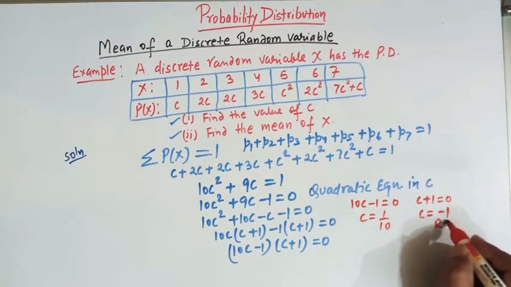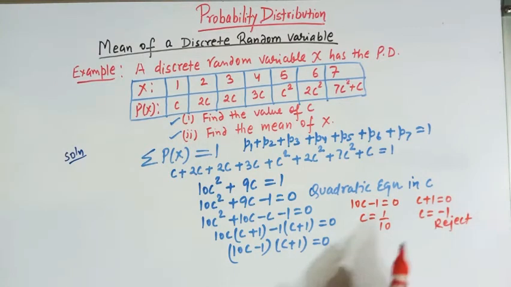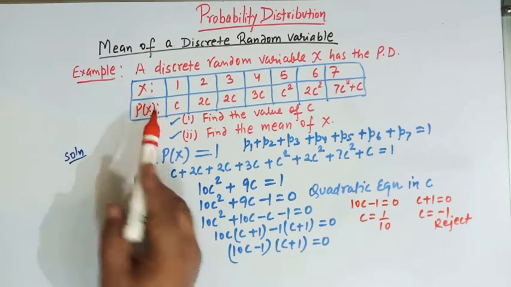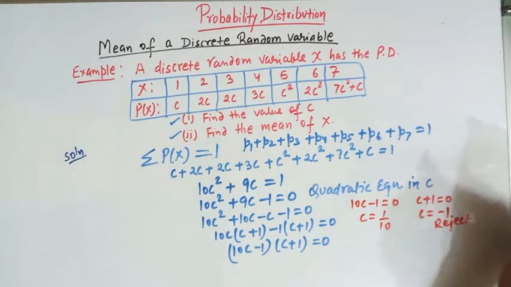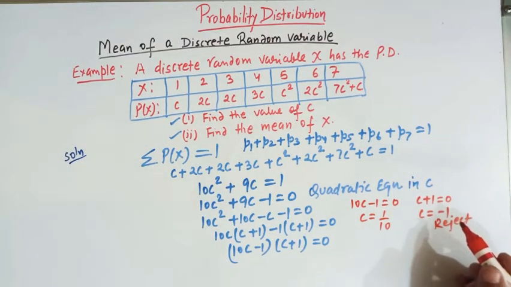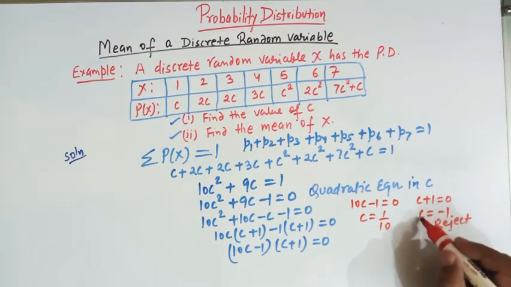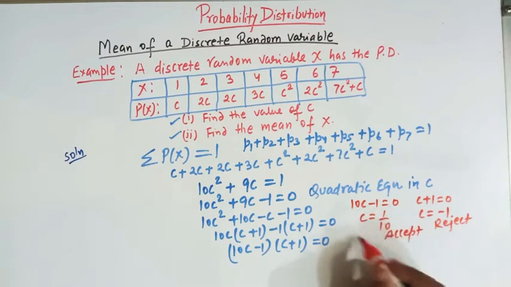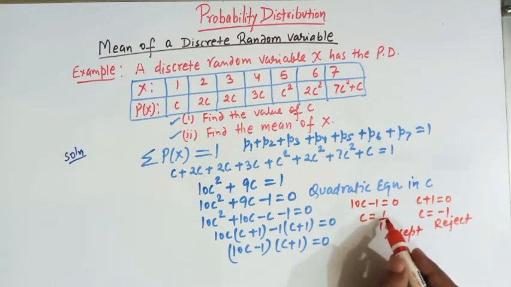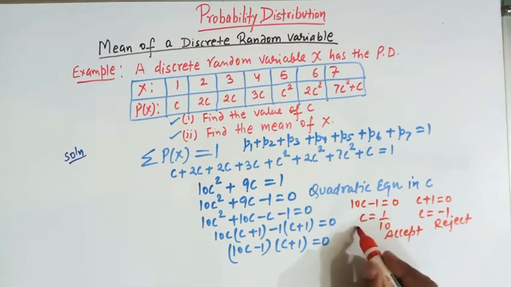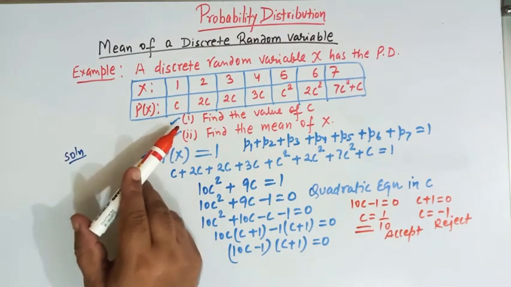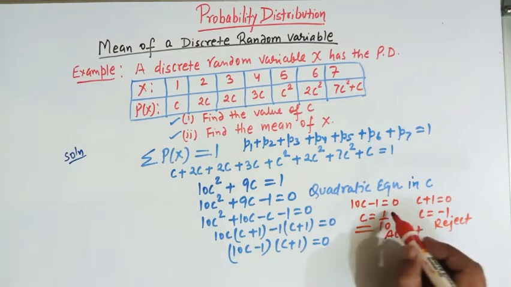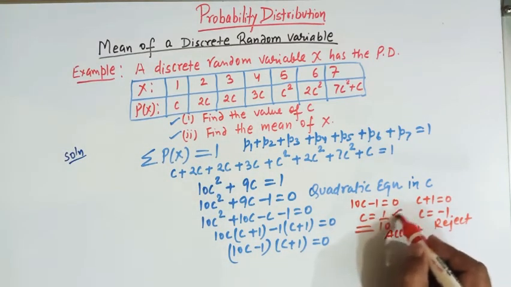Now we'll reject it, because c equal to minus 1 gives us a negative probability, and we know that the probability lies between 0 and 1. So we'll reject this value of c and we will accept this value of c, that is c is equal to 1 by 10, right? So our first part is solved, and we found the value of c. So the value of c is 1 by 10, right?